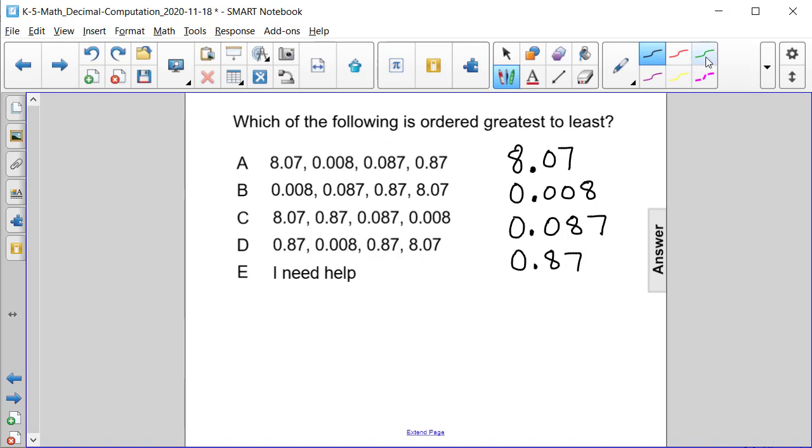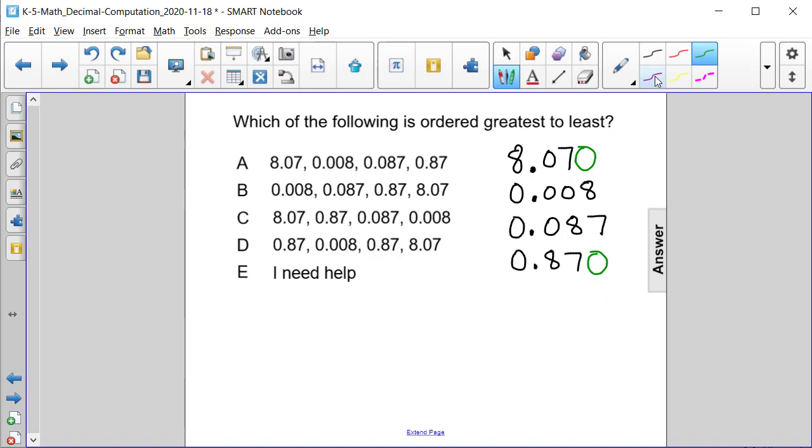The next step is to make sure that all of our digits have the same place values accounted for. And when they are missing a place value, we put a 0 in that location. So this is 7/100. This is 8 thousandths. So we should put a 0 after the 7 in our first number and in our last number.